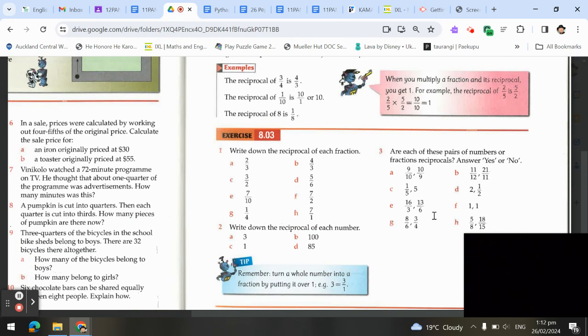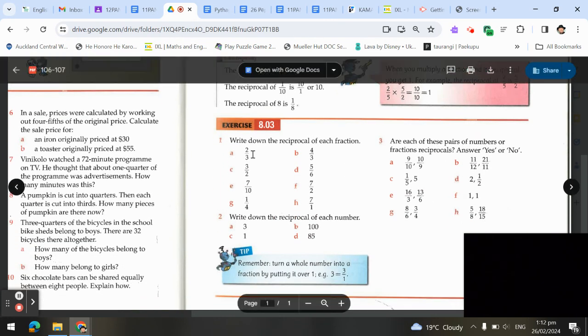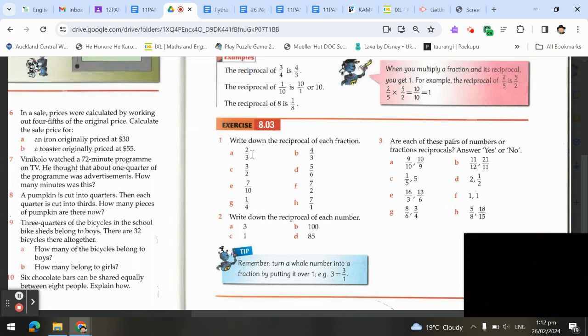So, let's look at some reciprocals. What's the reciprocal of 2 over 3? It's 3 over 2. The reciprocal of 1 over 4 is 4 over 1. And the reciprocal of 7 over 1 is 1 over 7.